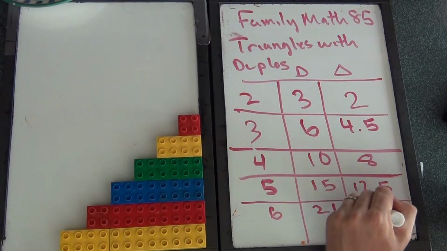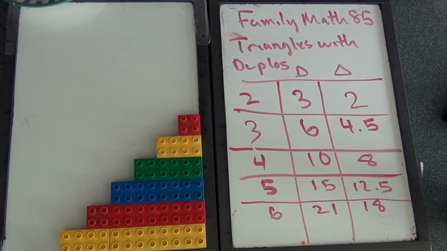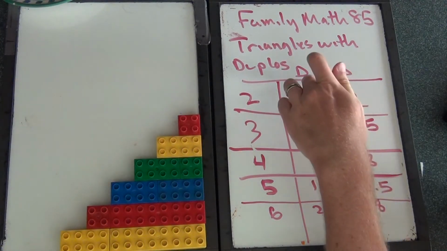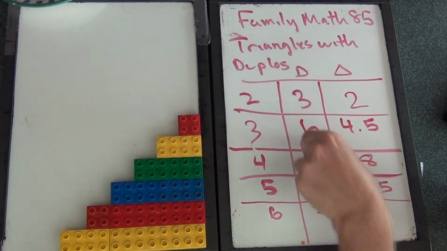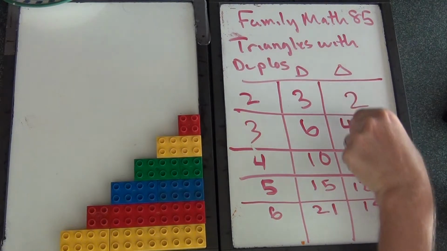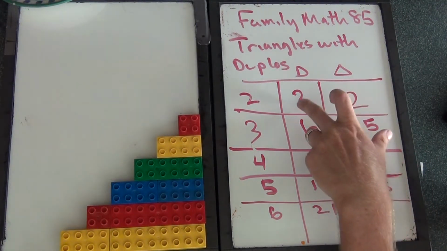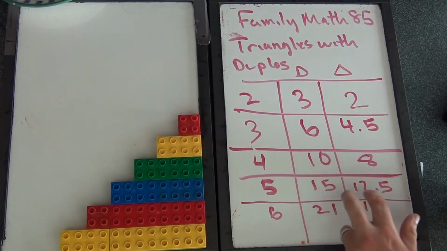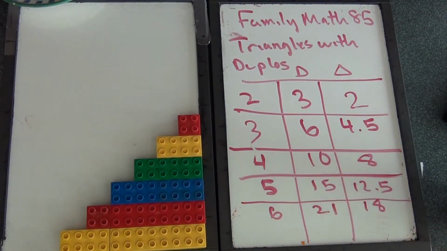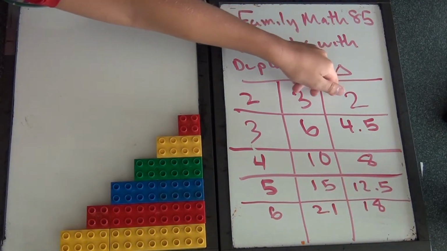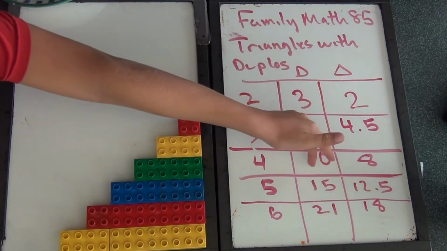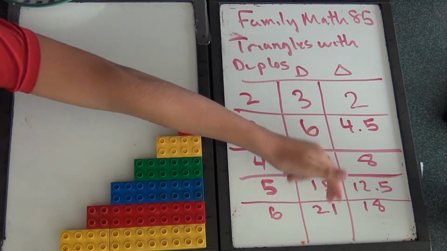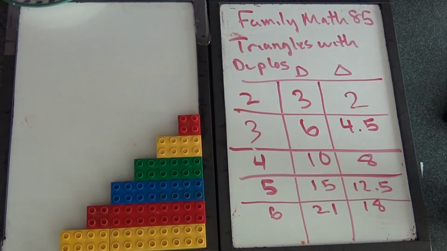Good job. Now, we do see a little bit of a pattern here. Can you see any relationship between the numbers in this column, our duplo area, and the actual area of the triangle column? First we had 3 and 2, then we had 6 and 4.5, then we had 10 and 8, 15, 12.5, 21 and 18. Well, the difference is 1, 1.5, 2, 2.5, 3. The next one should be 3.5.